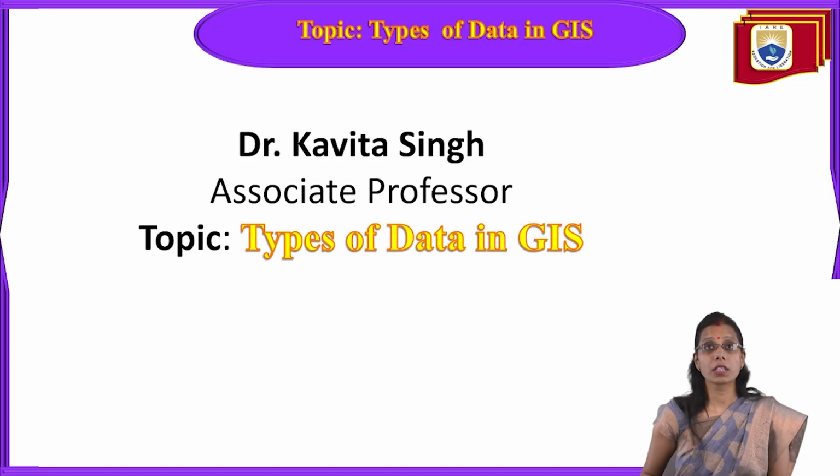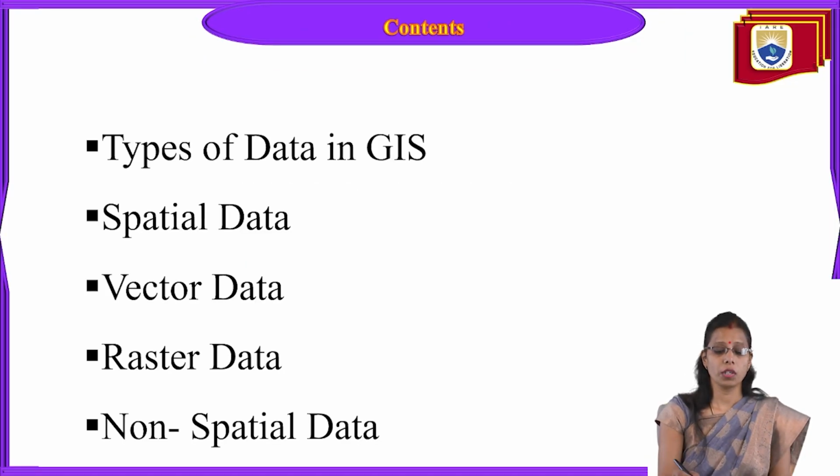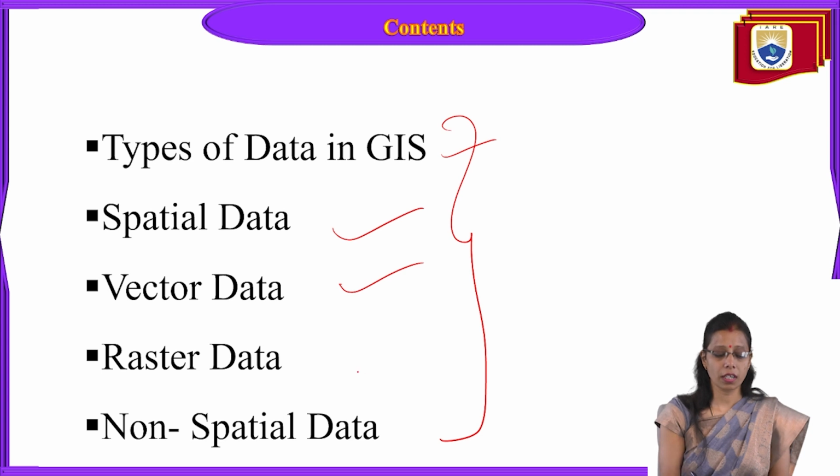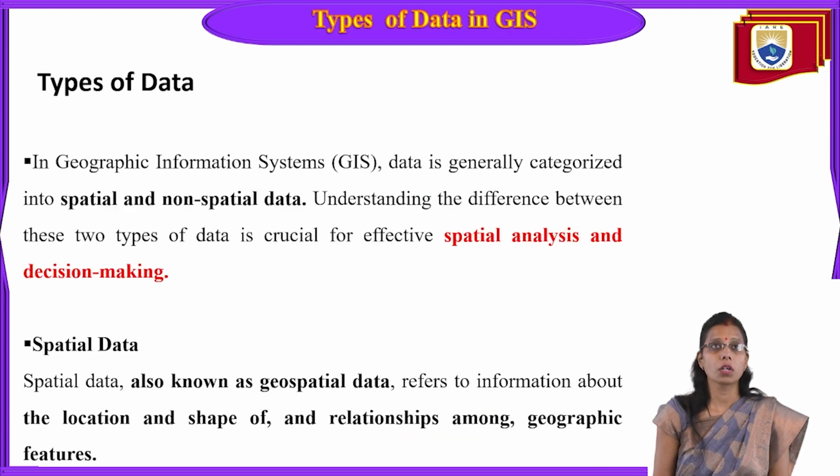So let us start with the contents. In this lecture we have a few contents which we are going to discuss, and before that we should know which types of data are required to be used in GIS. When we move on to the next slide we'll be discussing that in detail. In the types of data we'll be discussing spatial data, vector data, raster data, and non-spatial data. So first of all, let us see what types of data we use in GIS.